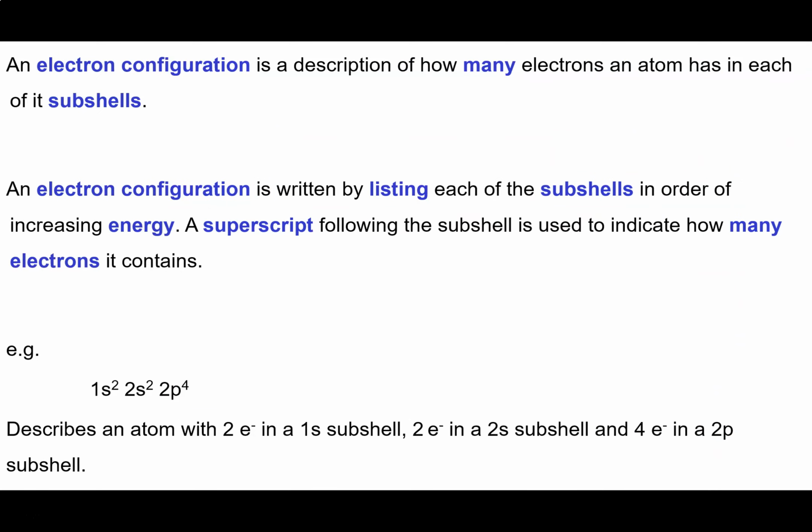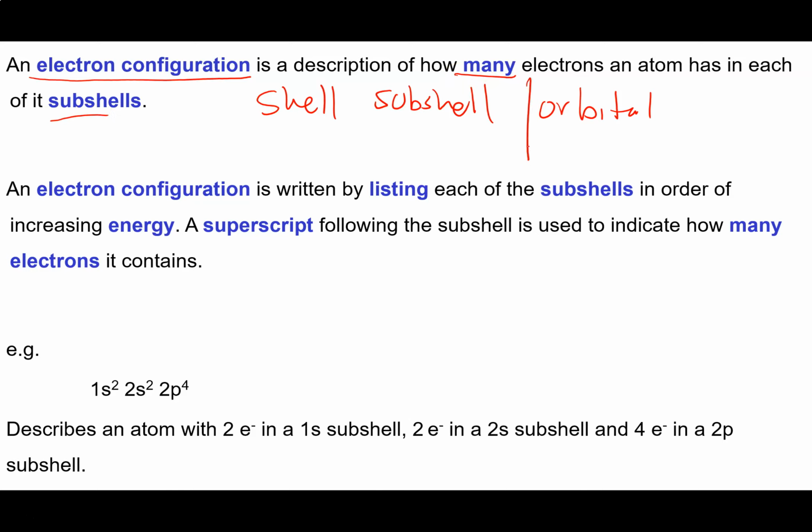Okay, so now we have a way of telling where an electron is: shell, subshell, orbital. What we would like to do is to write out what's called the electron configuration, which is a description of how many electrons an atom has in each of its subshells. So we're not worrying about the spin and we're not worrying about the orbitals. So we just want to know how many electrons an atom has in each of its subshells.